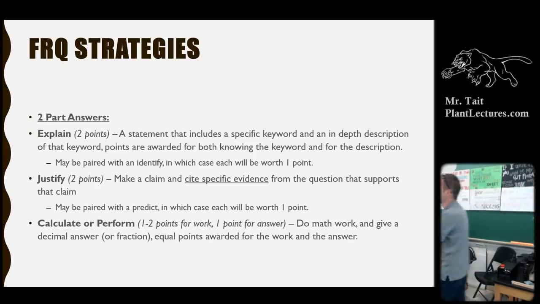Justify is another one. So justify can either be worth 2 points if it's on its own or 1 point if it's paired with a predict. Basically, if it's paired with a predict, you just need to say why your prediction is plausible.